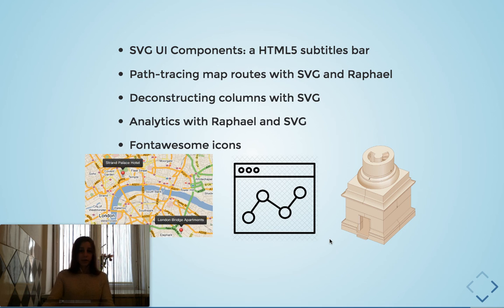Then there is a path tracing map written with SVG and Raphael. You can see it over there. It can also be different maps, for example, maps on postcards. Then there is deconstructing columns with SVG as here, analytics with Raphael and SVG, and of course our favorite Font Awesome icons that we use practically in every one of our works.